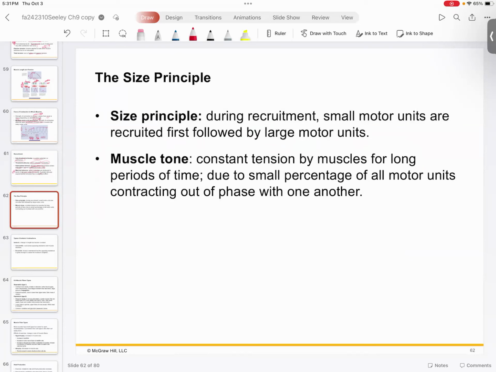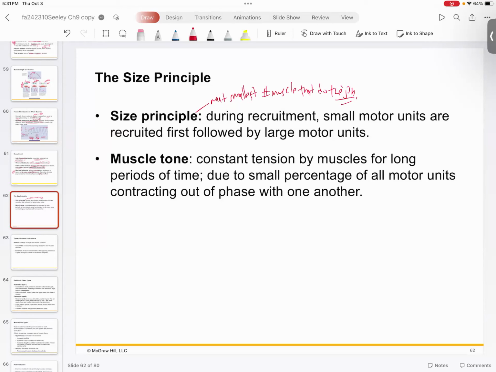Okay, let's go ahead and take a look at the size concept that we see here. Basically, during recruitment, normally the small motor units are recruited first, followed by the large ones. The idea here is that you want the smallest number of muscles that do the job, whatever job you're doing. If you only need a few motor units to get the job done, then you only want to activate and recruit a few small motor units.